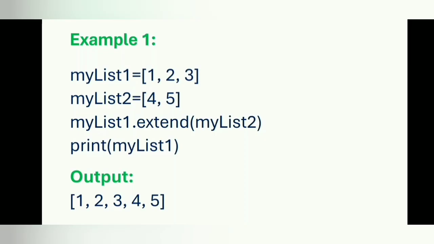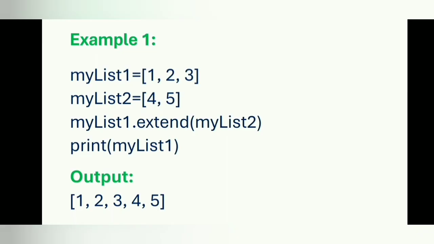Example 1. In this example, the first thing I did was create a new list with the three elements 1, 2 and 3 and assign it to the variable mylist1. In the next statement, I created another new list with the two elements 4 and 5 and assigned it to the variable mylist2. In the next statement, we call the extend method with the list mylist2 as an argument. The extend method takes the list as an argument and appends all of the elements to the end of the list. In this example, the extend method adds each element from mylist2 to the end of mylist1.